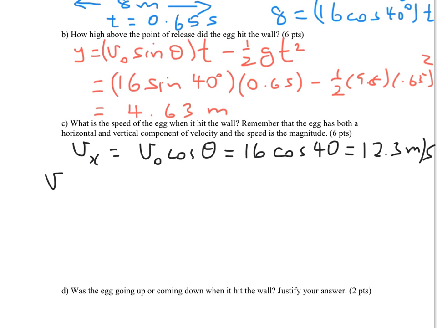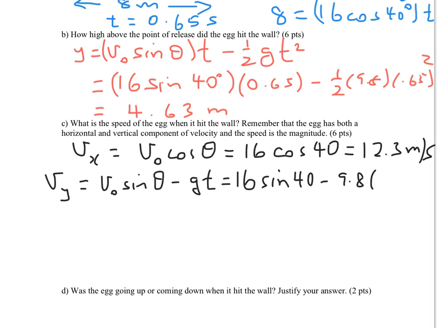What about v sub y? Once again, you have a choice of equations. Because you know the time, the easiest one is v naught sine theta minus gt, which is 16 sine 40 minus 9.8 times 0.65. That you got from part A, the time. And if you run to your calculator, again, you have 3.89 meters per second.